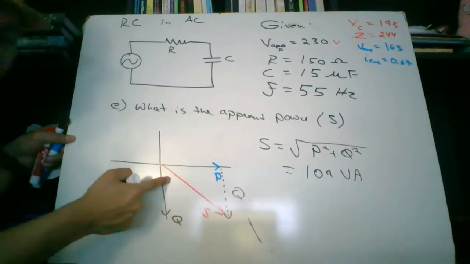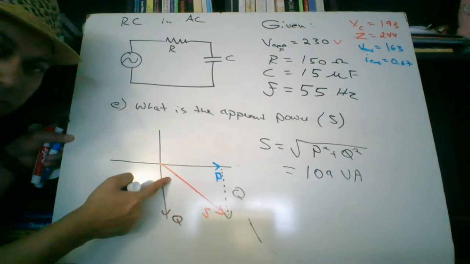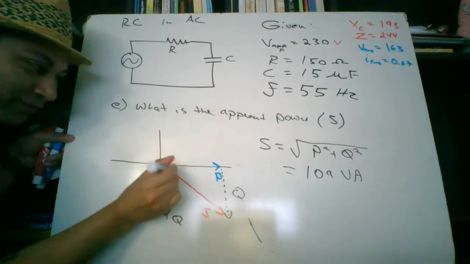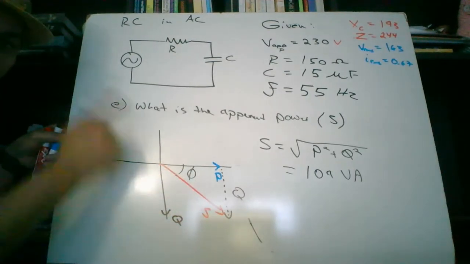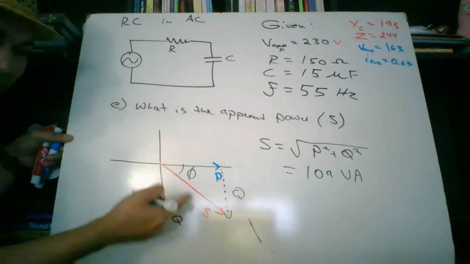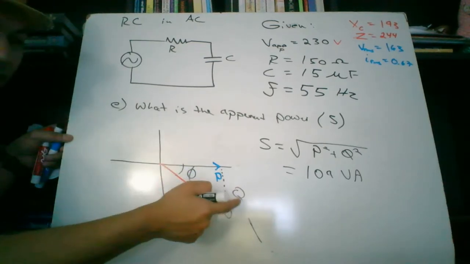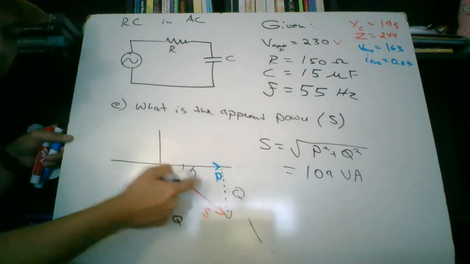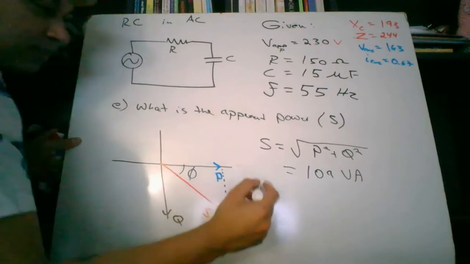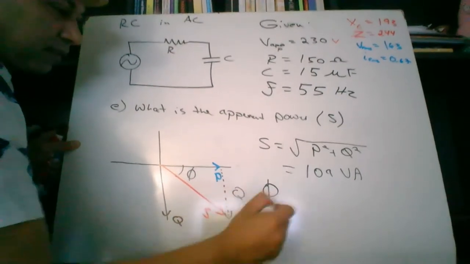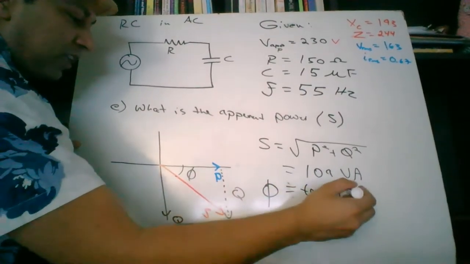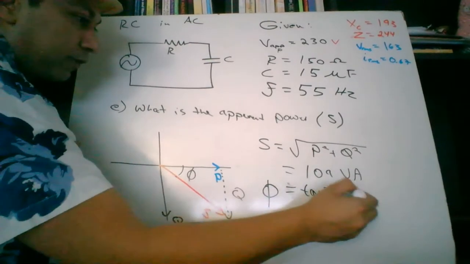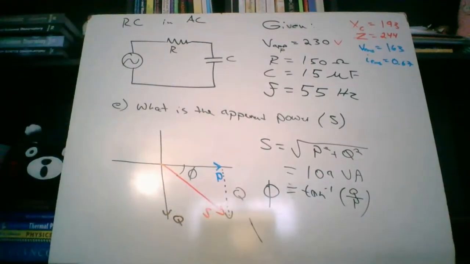And here, what's really cool about this drawing here, whoa, I just broke down for a sec, is that this angle is phi. It's the phase shift. So we found the phase shift the other way, but we can find it this way too. So if I'd given you the reactive power and the real power, you can find the phase shift. So here the phase shift is going to be the arctangent of opposite Q over P. Okay, so there it is. That's everything that we're going to be doing today.